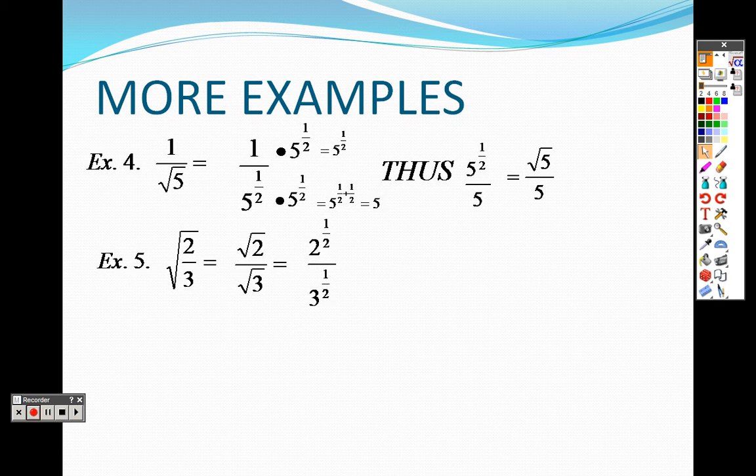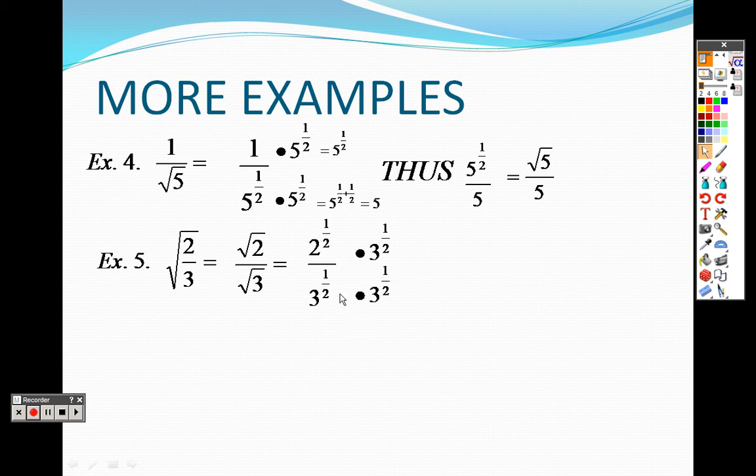So what can I multiply on the bottom to make that a whole? So a half plus what gives me a whole? A half plus a half. So it'll be 3 to the half that I have to multiply, because a half and a half gives you a whole. So I have to multiply that on both the top and the bottom.